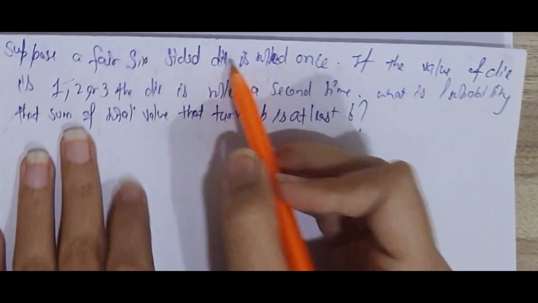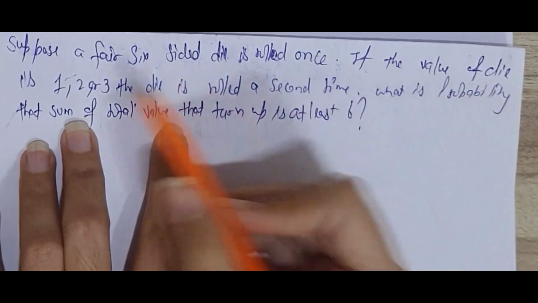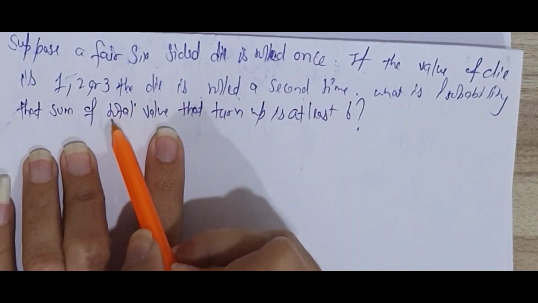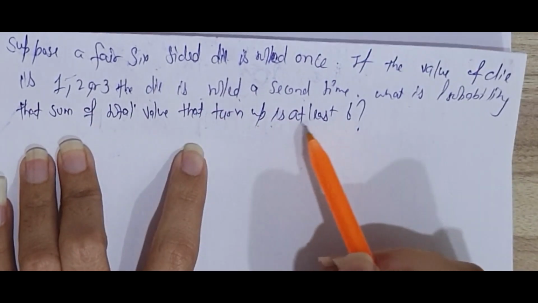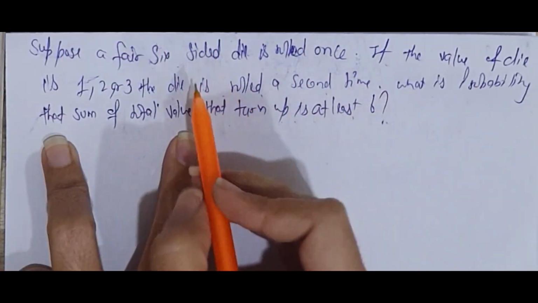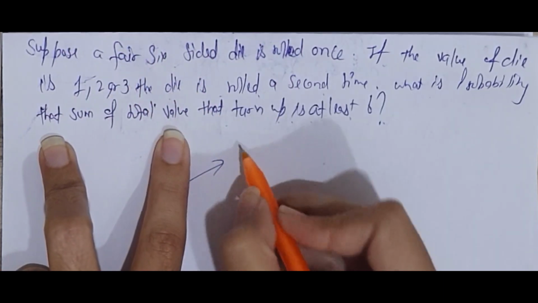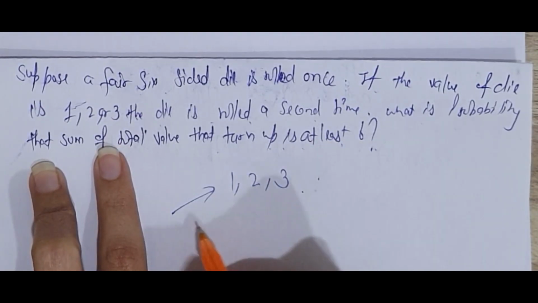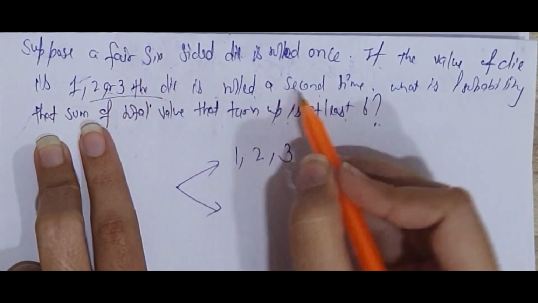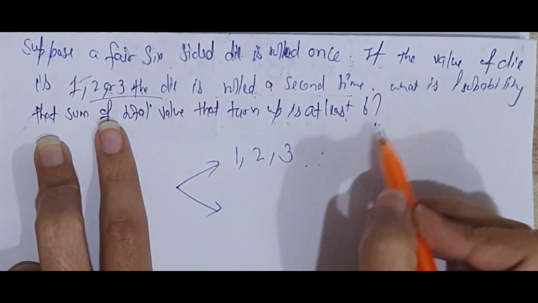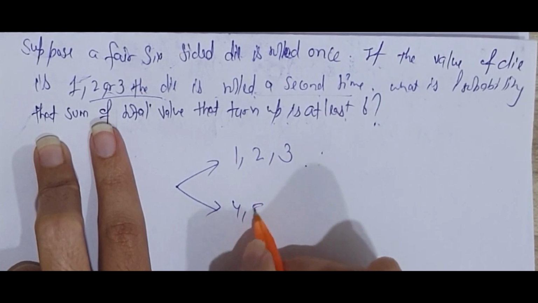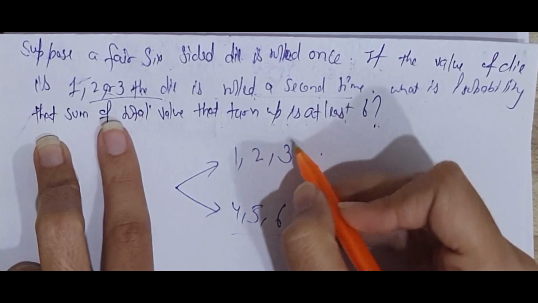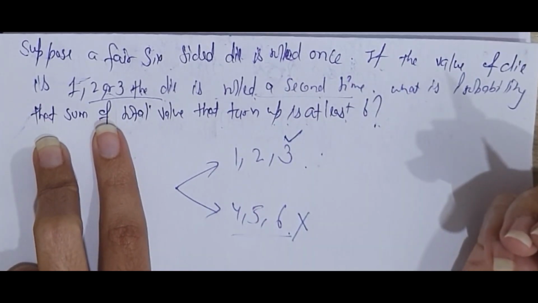Suppose a fair dice is rolled once. If the value of the die is 1, 2, 3, then the die is rolled second time. What is the probability that the sum of total values that turn up is at least 6? They are saying a dice is rolled once. If 1, 2 or 3 appears, then it will be rolled second time. If 4, 5, 6 appears, then it will not be rolled second time. If 1, 2 and 3 appear, then it will be rolled second time.